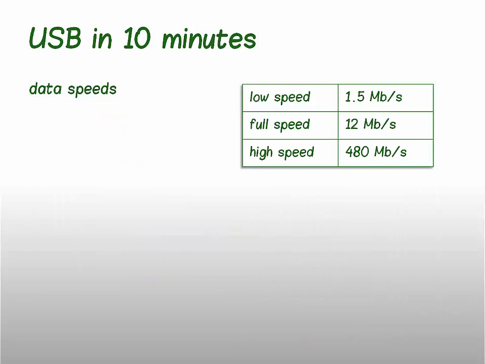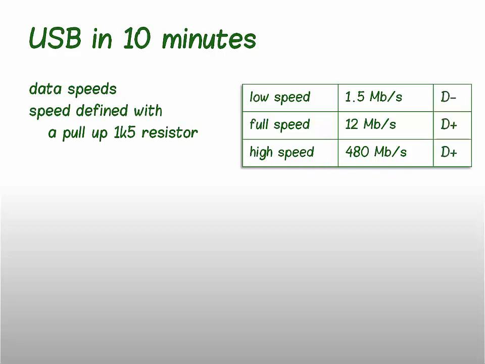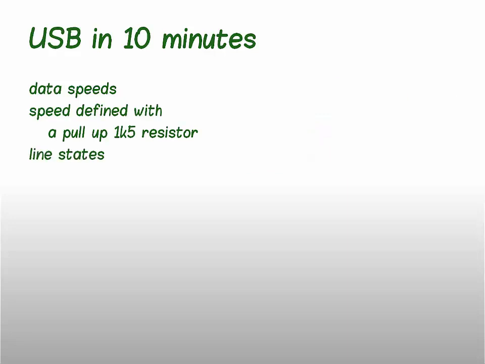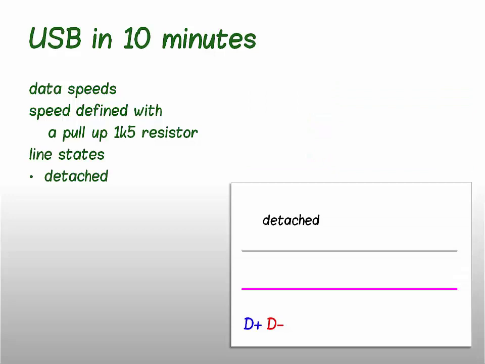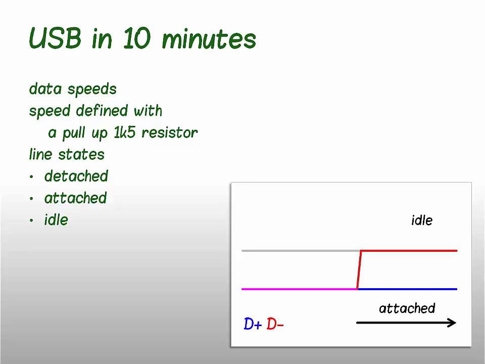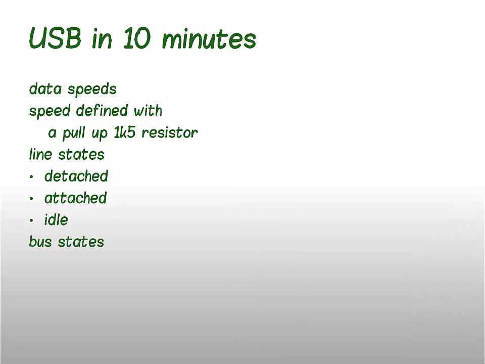There are different data speeds; the original ones are shown in the table. A device communicates its data speed to the host with a pull-up resistor connected to either the D+ or D- line. The line can be in either the detached state, when no device is connected to the host, or the attached state. When a low-speed device is attached, the D- line goes high due to its pull-up resistor, and the line is said to be idle. We can also talk of bus states.